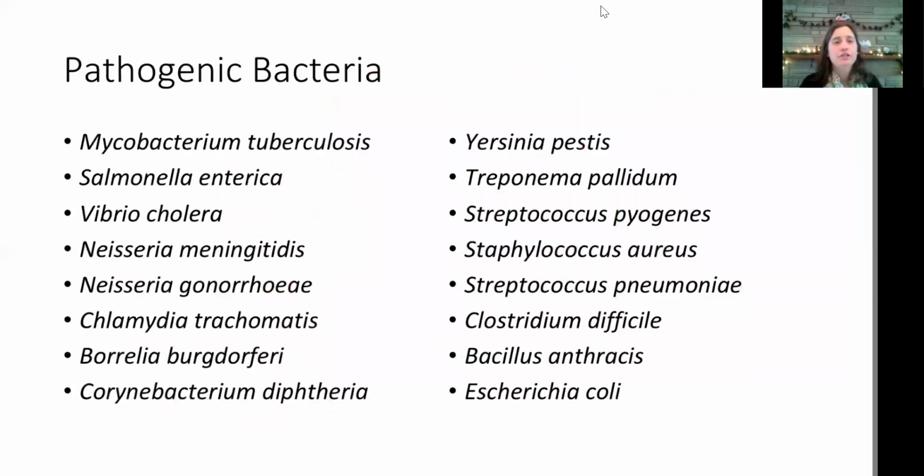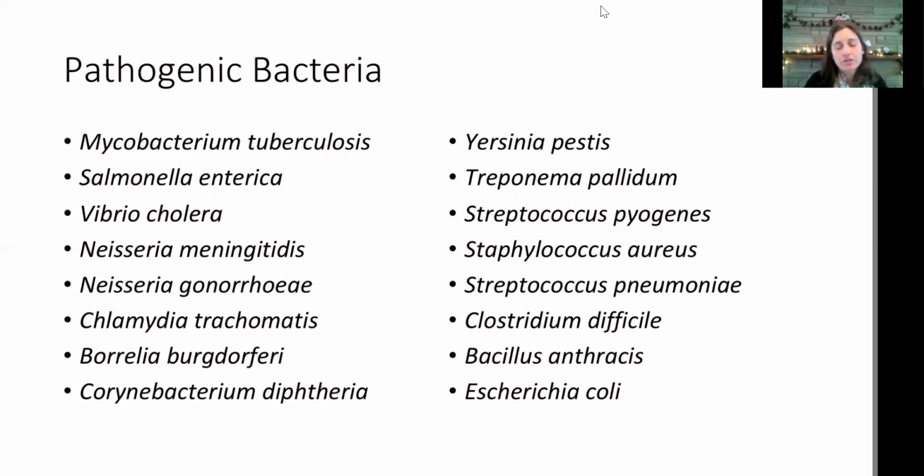Okay, last slide of chapter 27. This is a list of a whole bunch of pathogenic bacteria. We're not going to go through all these, but if you're studying this, say for a test next week, you need to think about what we need to know about a bacteria.